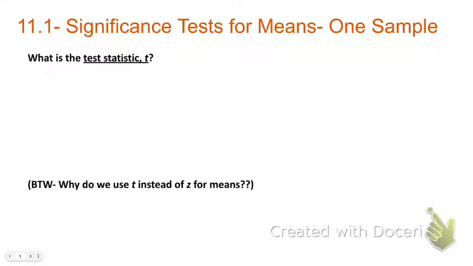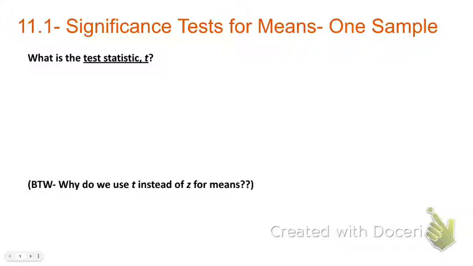So today we are going to do significance tests for means with one sample. So it's just one sample that will be taken, and we are going to test a claimed value. Yes, we are transitioning from confidence intervals back to our hypothesis testing. And so our first question here says, what is the test statistic T?